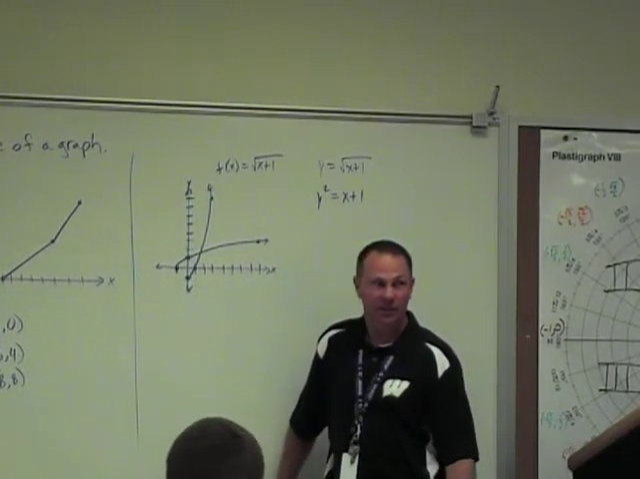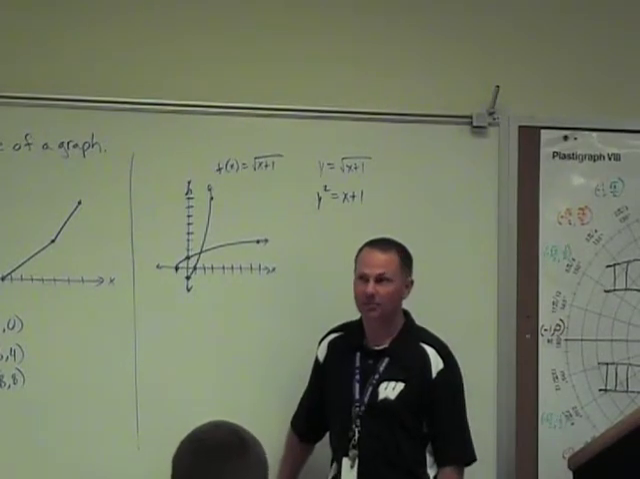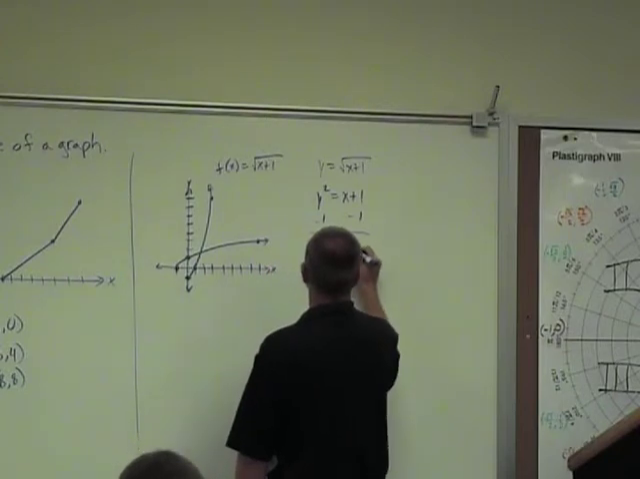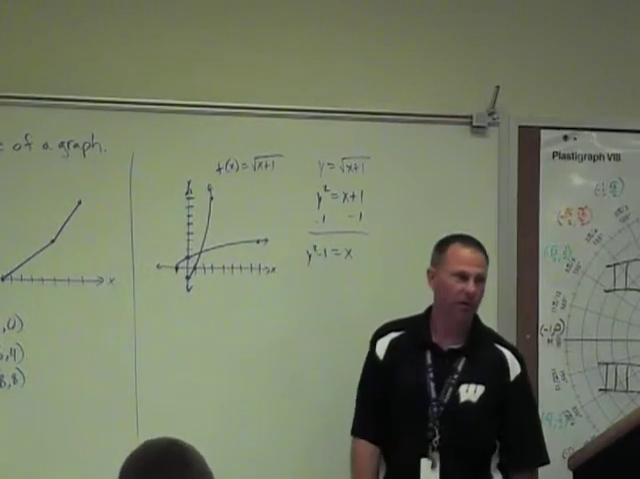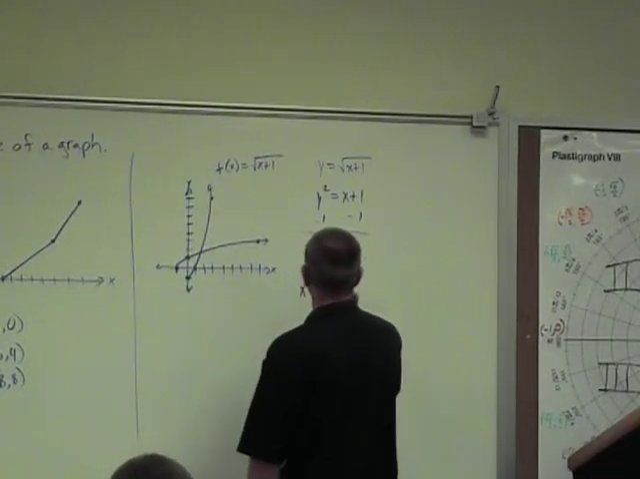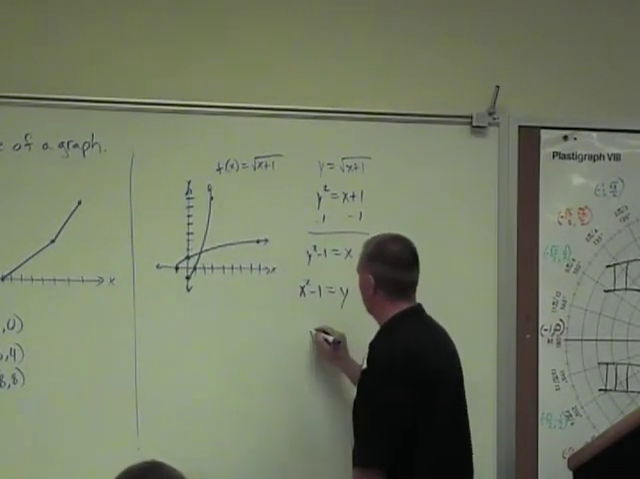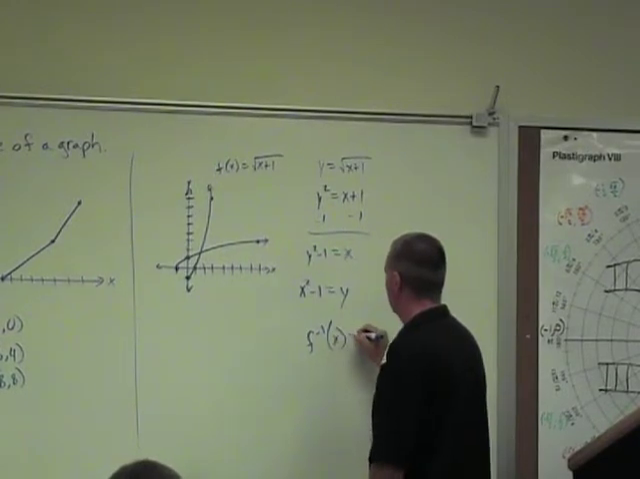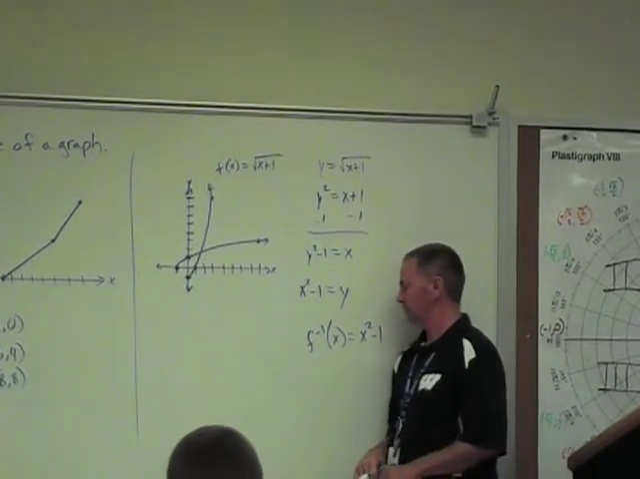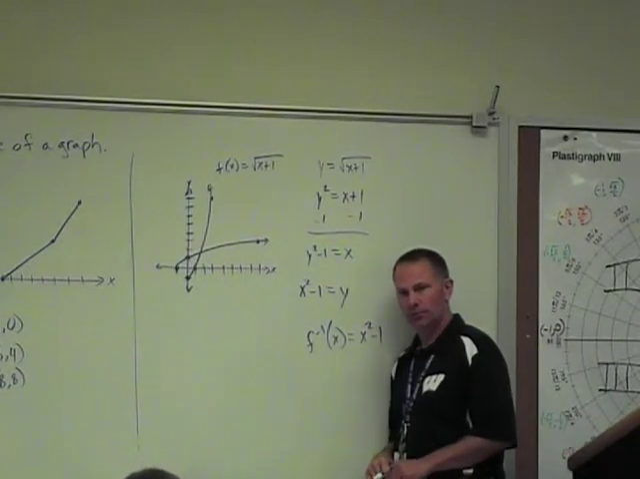Get x by itself. This is algebra, guys. Subtract 1 from both sides. y squared minus 1 equals x. Now you got x by itself. What's step 3? Switch them. So x squared minus 1 equals y. So that would be my inverse function, kind of.